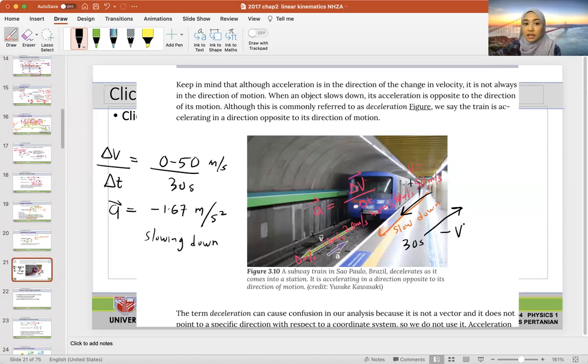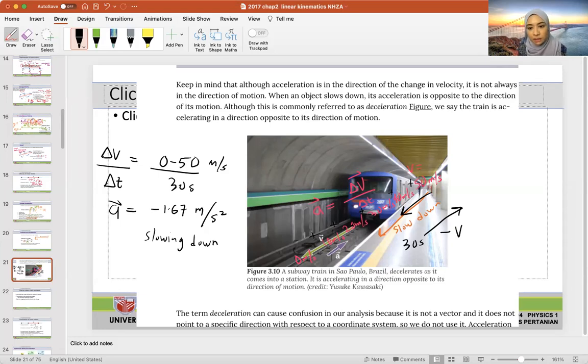Ni tak ada kaitan dengan acceleration tadi, tak ada kaitan. It's just moving the other way, so it's a negative V. Negative 50, negative 40, negative 30, negative 20, whatever. Asalkan direction dia terbalik, because it's a vector, it's a negative value. Okay, it's a negative vector. Okay, so that is negative 1.67.